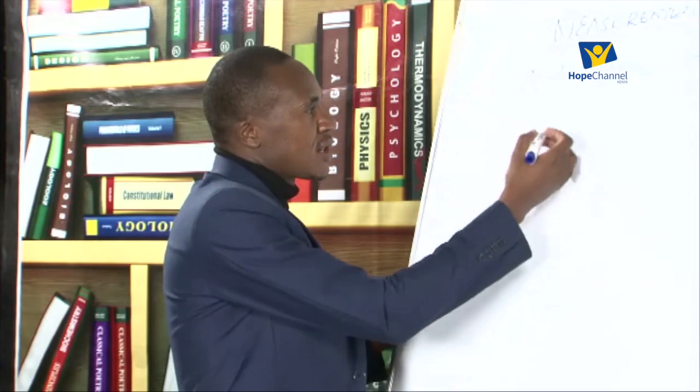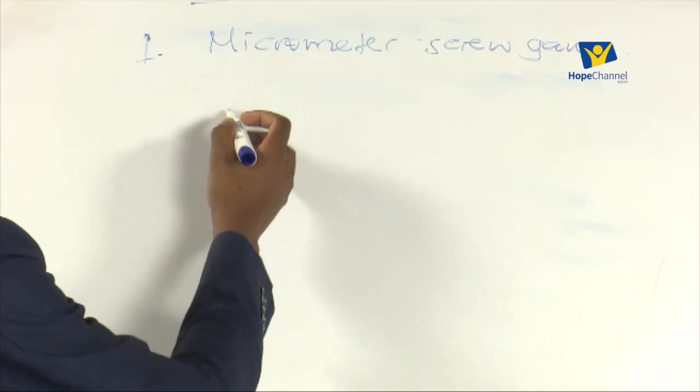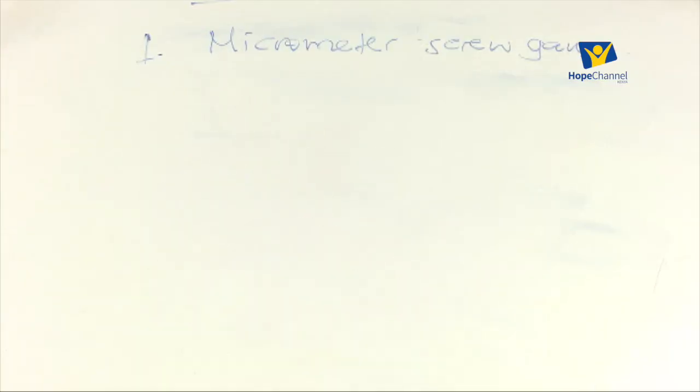I want to just take us through how to take the readings from a micrometer screw gauge. Once you have the object between the jaws and the scale has given you some reading, the thing is, what are you going to record? What do you put down? What do you read?